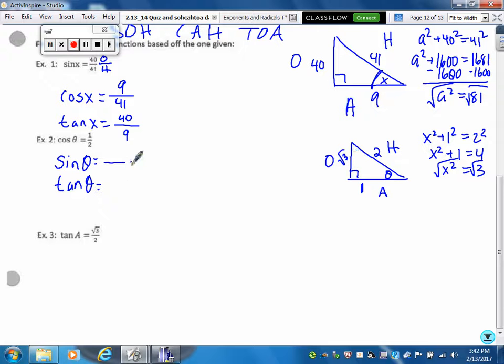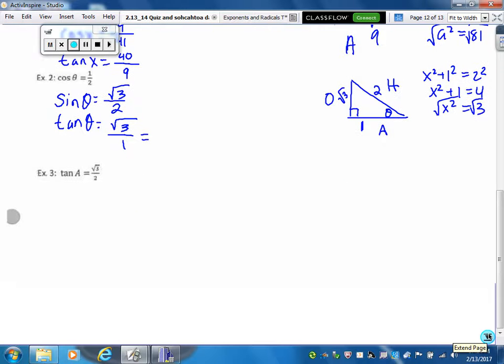So my sine, O over H, root 3 over 2. Alright, no rationalizing yet, that's fine. And then our TOA, root 3 over 1. Or just say root 3, it's up to you. I'm preferring the ratios right now since I asked for ratios, so as a fraction. And we're done. So we lucked out on that one, no rationalizing.